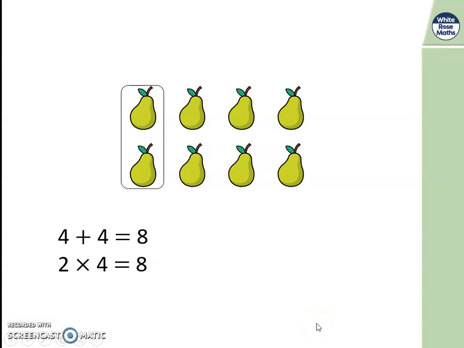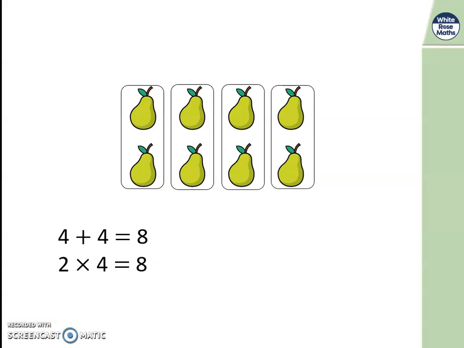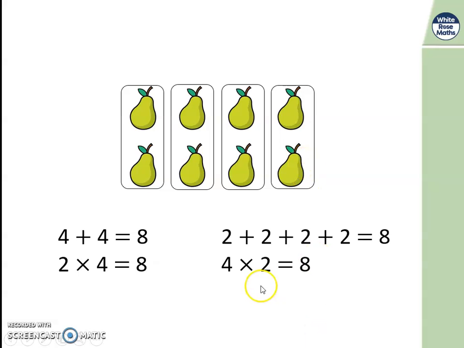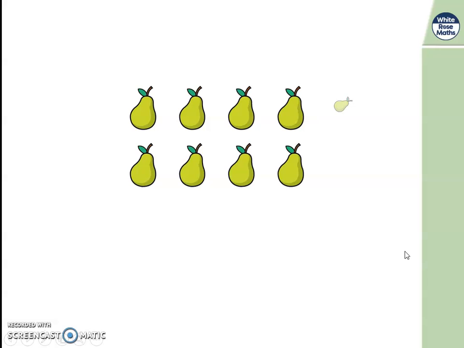Another way that we can do it is group it into twos. So write down the multiplication and addition for this. So you could say 2 add 2 add 2 add 2 equals 8, or a quicker way of saying it is 4 times 2 because there are 4 lots of 2 pairs. Well done. If we add another one, what would happen?